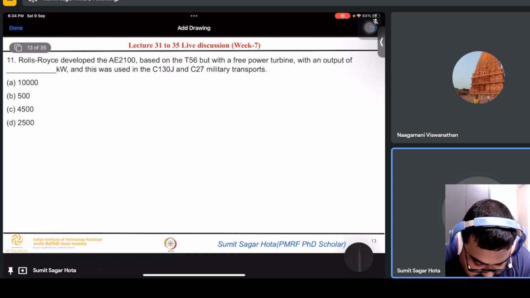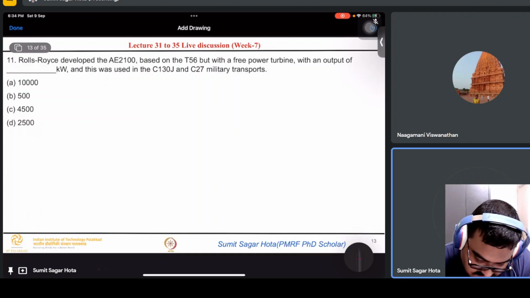Rolls-Royce developed the AE2100, based on the T56 but with a free power turbine with an output of dash kilowatt, and this was used in the C-130J and C-27 military transports.